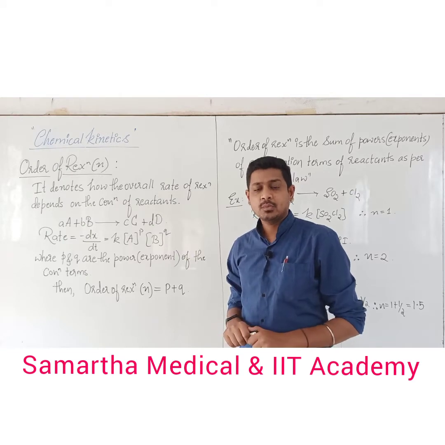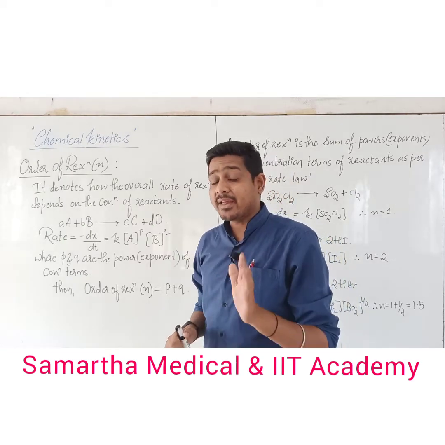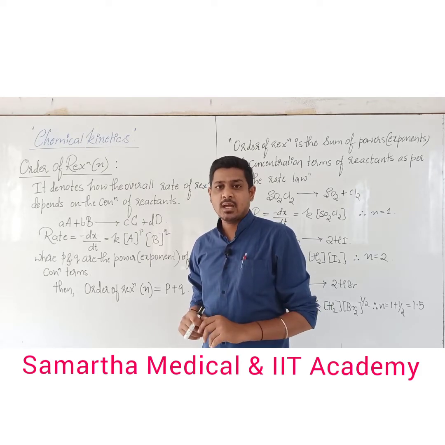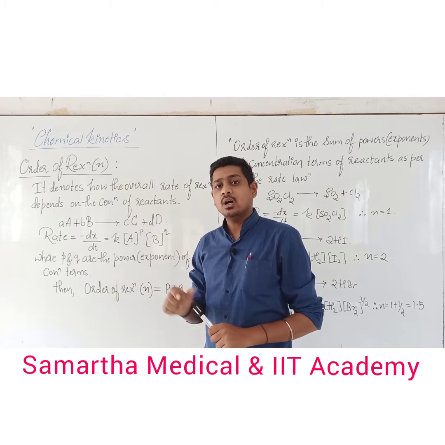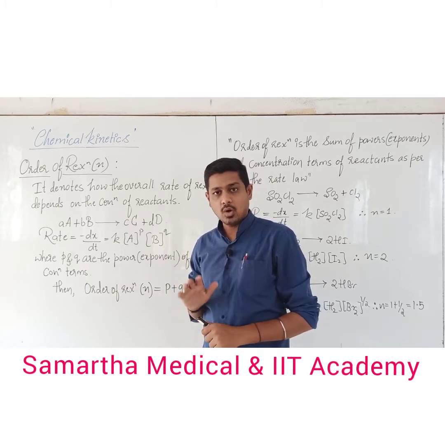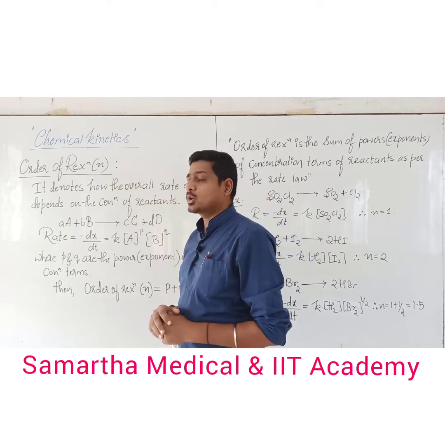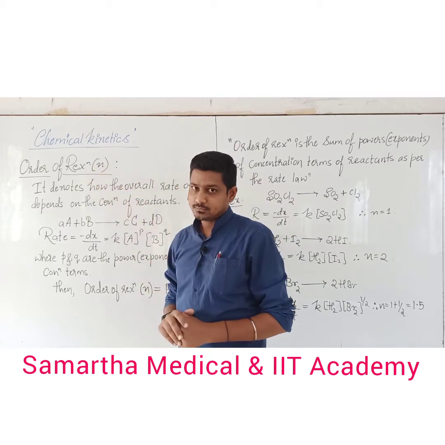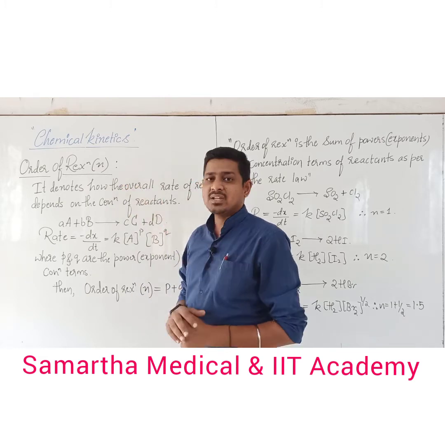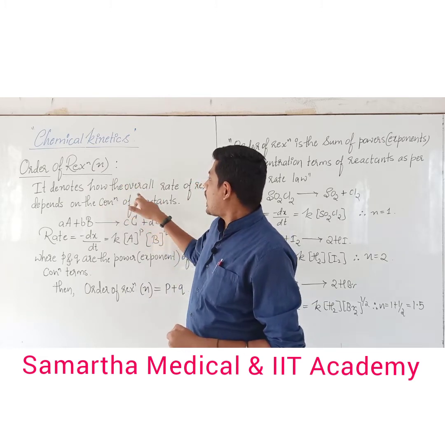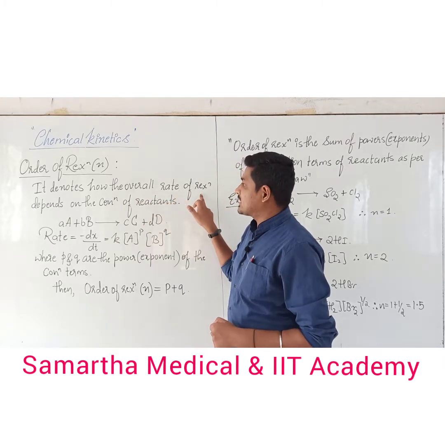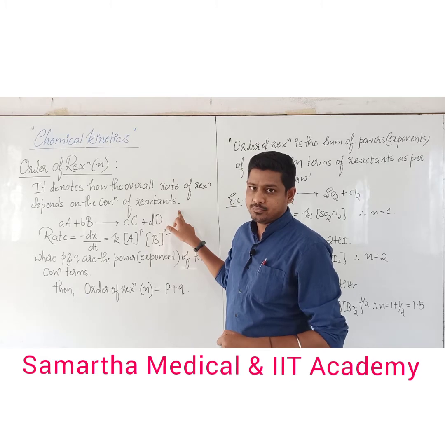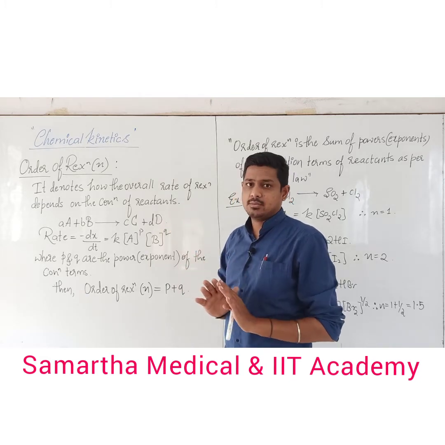So now students, as I have told, the rate law tells us the dependence of the rate of the reaction on the concentration of the individual reactant. Now the next concept is the order of a reaction, which is denoted by the small letter n. So what does the order of the reaction tell us? It denotes how the overall rate of a reaction depends on the concentration of reactants. I hope you are getting the difference.